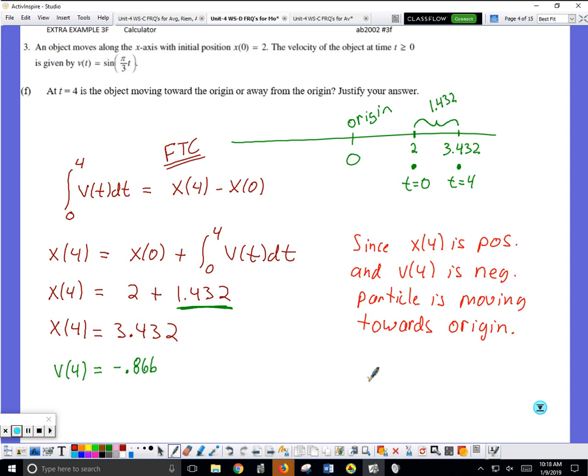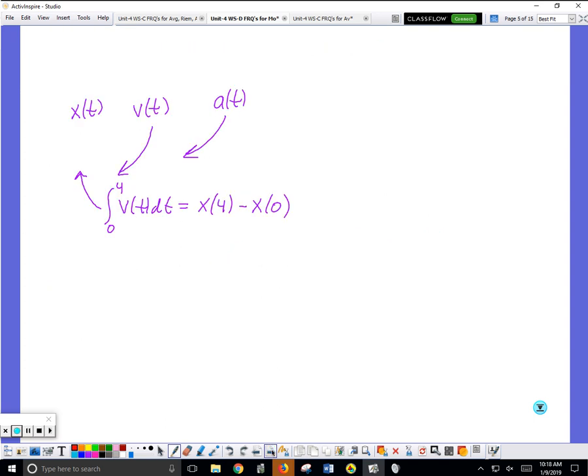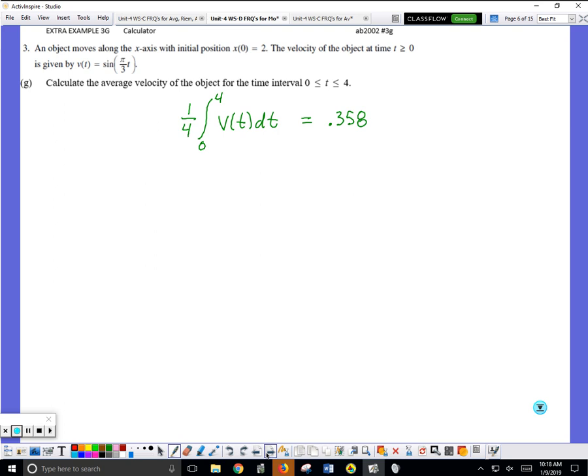Next thing. So go to the next extra example, 3G. This is not a new idea. You should be able to do this without me helping you at all. Go. Do extra example 3G. You should be able to do it without any help. It's just review.